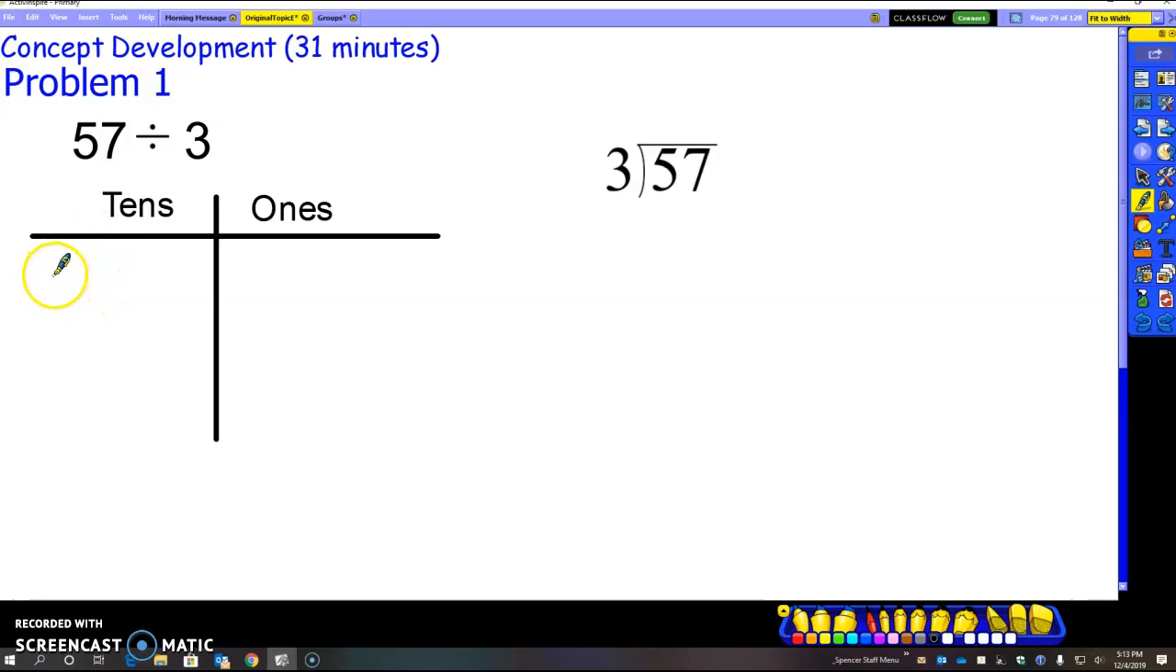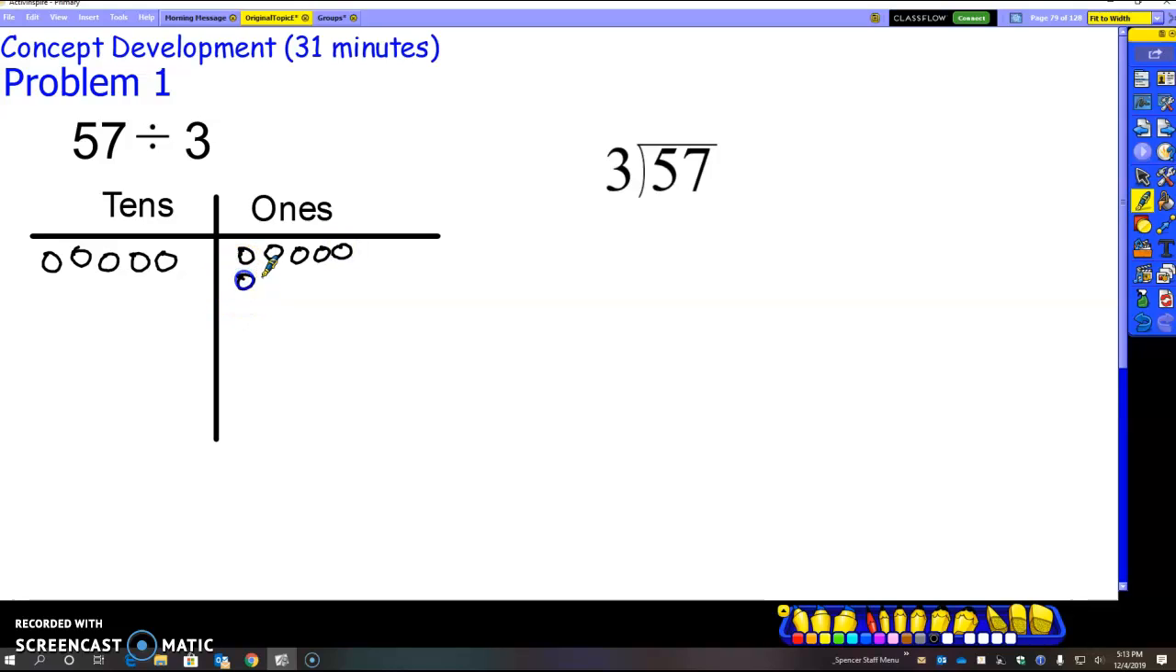Remember, you want to get the right answer. We want you to be accurate, and I want you to understand where these algorithms come from. If we just do the algorithm and we don't know what the algorithm means, it's really not helpful. So go ahead and make your place value chart here.